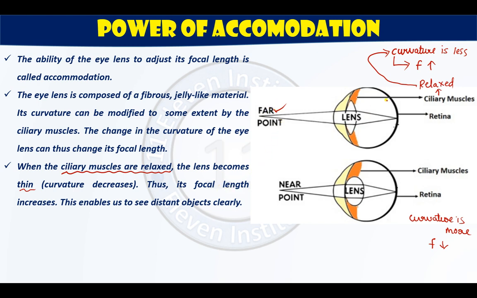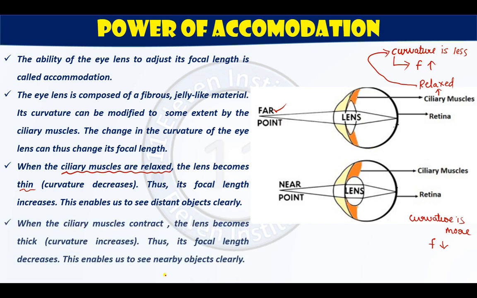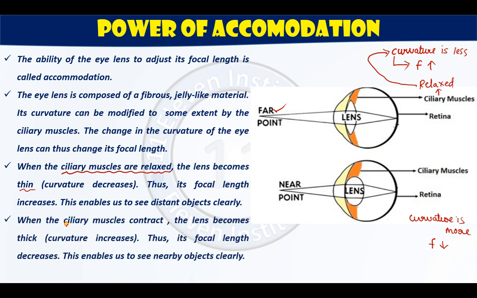Vice versa, totally opposite of this. When the ciliary muscles contract instead of relaxing, the curvature of the lens will be more. If the curvature will be more, the focal length will be less. If focal length is less, then we are able to see the nearby objects very clearly. Fine, so you should not forget this.